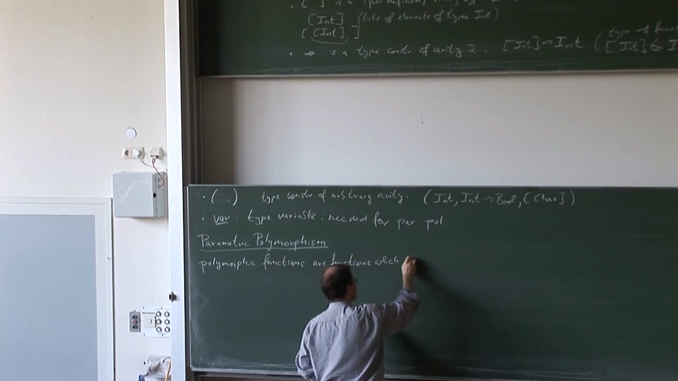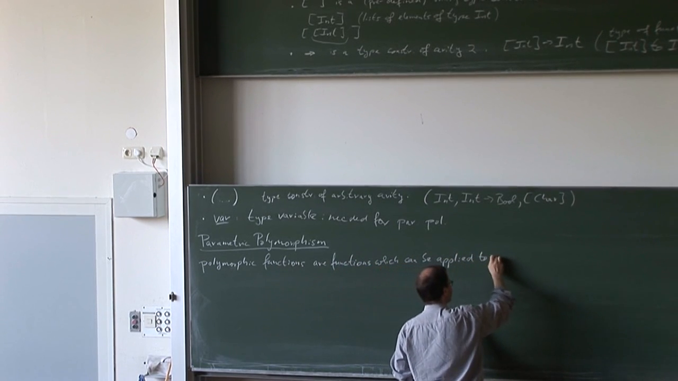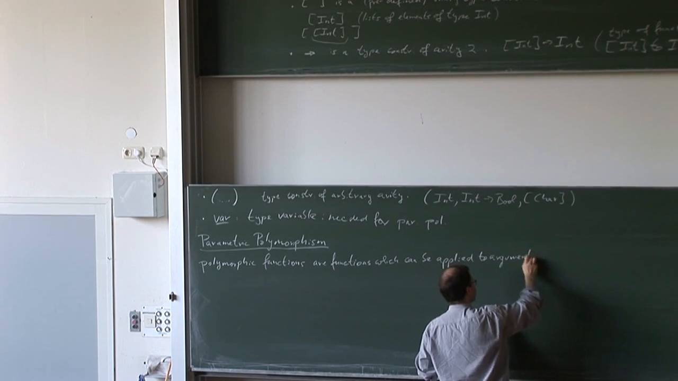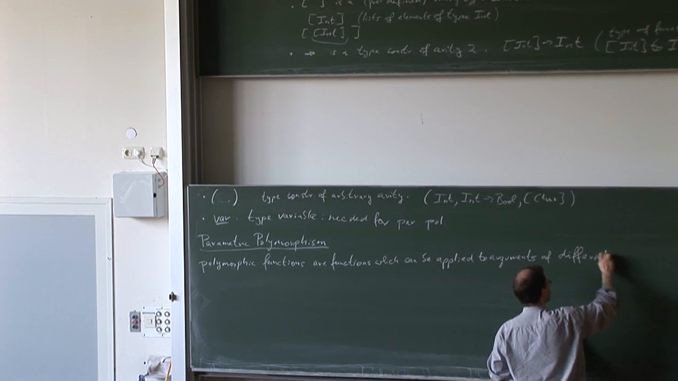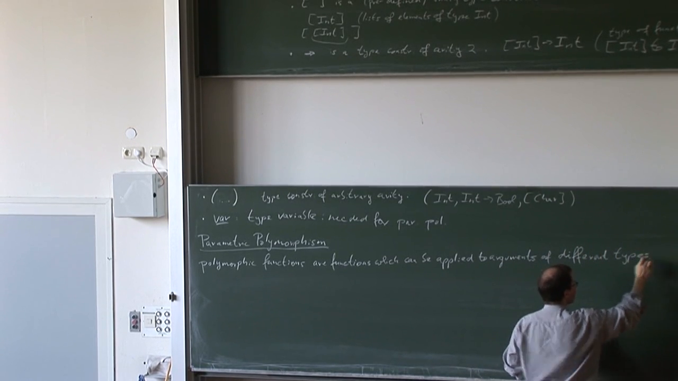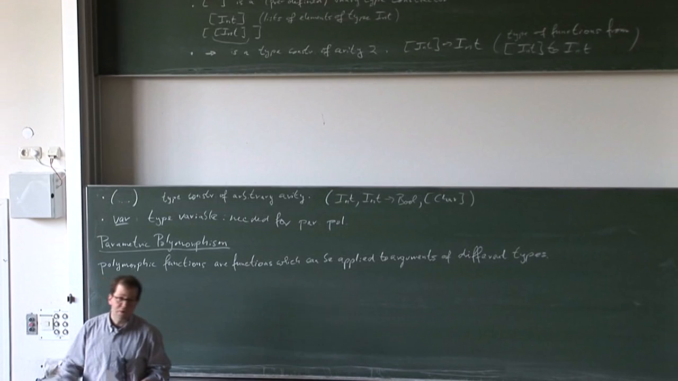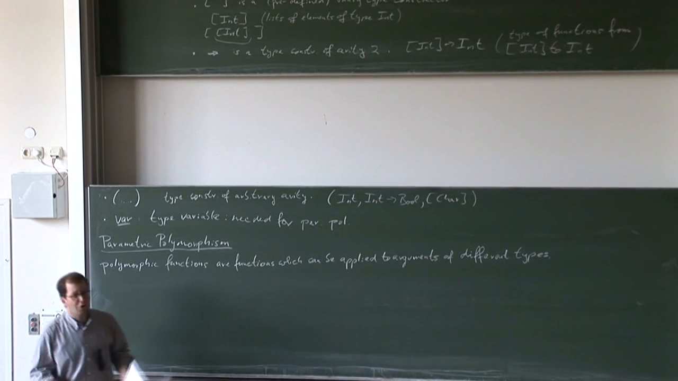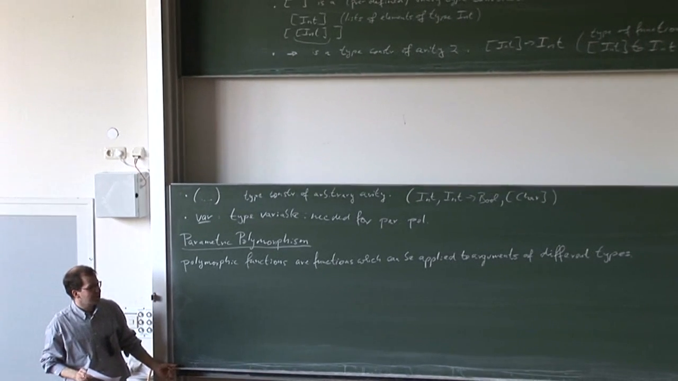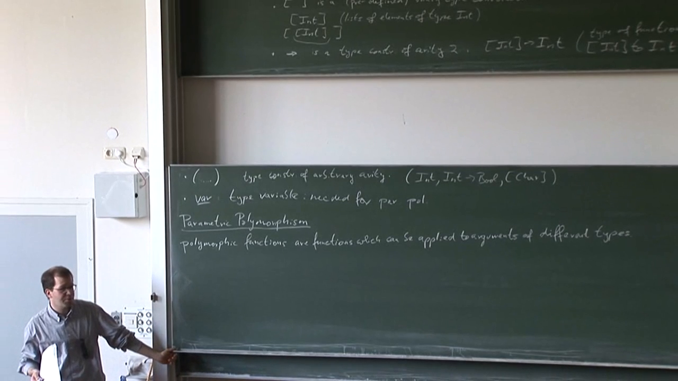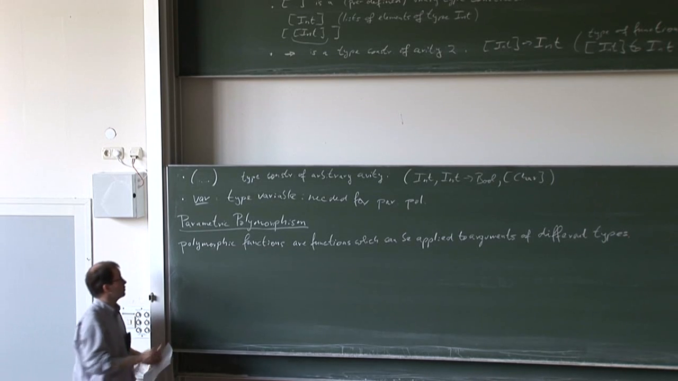So polymorphic functions are functions which can be applied to arguments of different types, and then there are 2 possibilities. One possibility is that no matter what arguments you apply the function to, the function always does the same. So you have just one single implementation of this function, and you use the same implementation no matter whether you apply it to integers or booleans or characters. This is called parametric polymorphism.